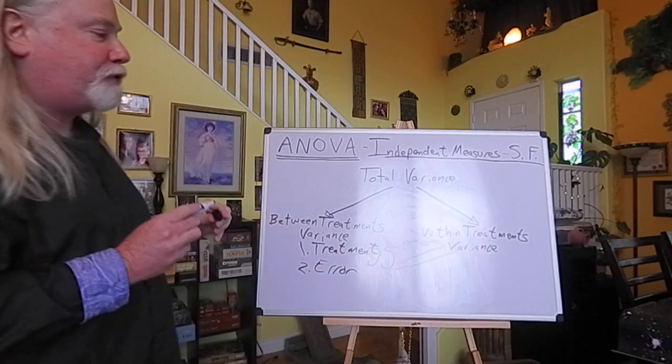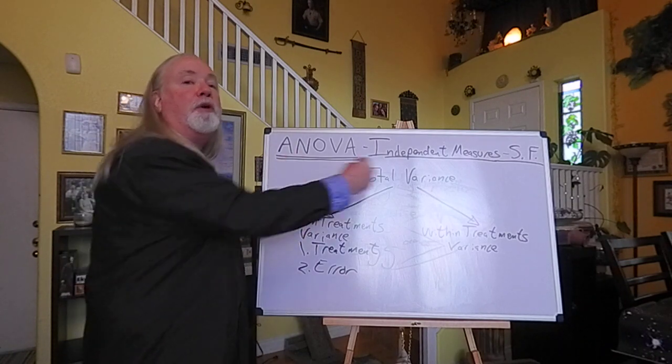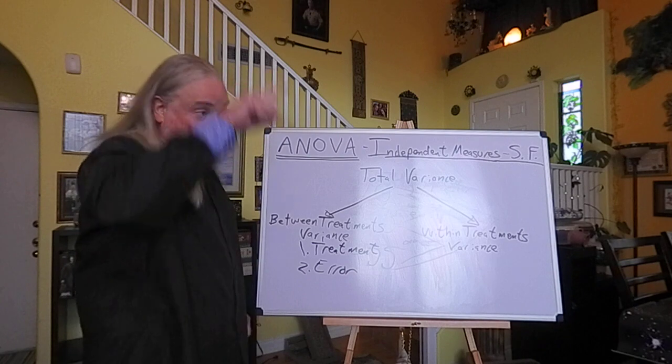So we call this within treatments variance. Again, between treatments variance is looking at the differences from one group to another group, and the within is looking at the differences of the scores within a group.